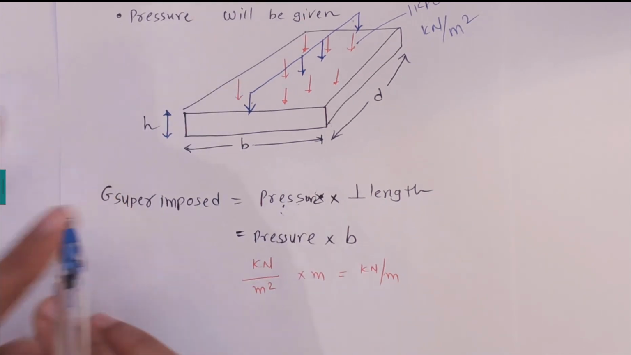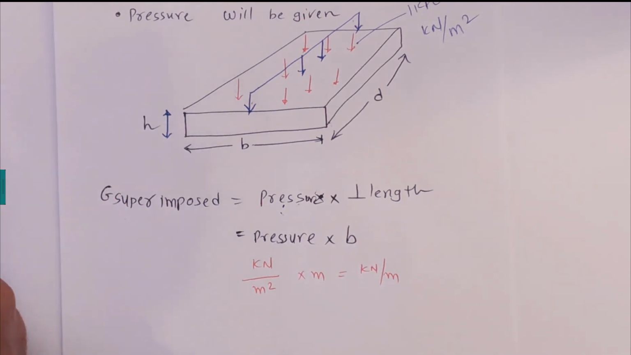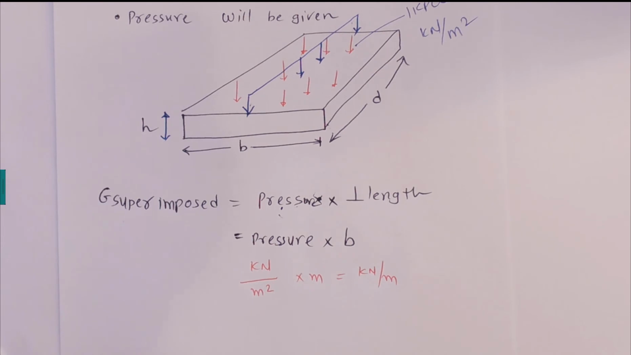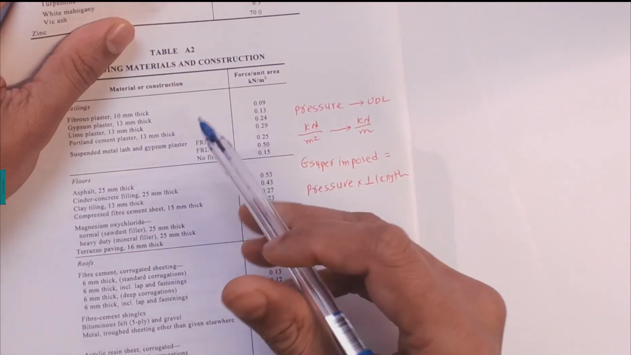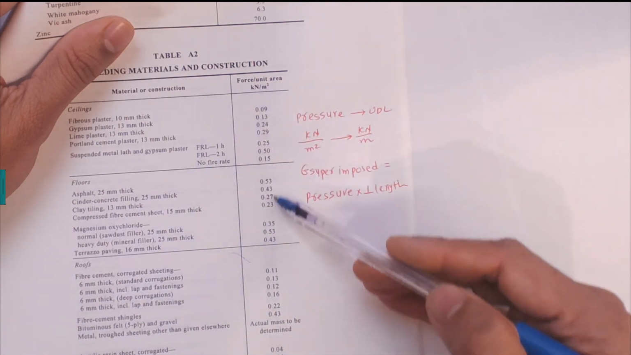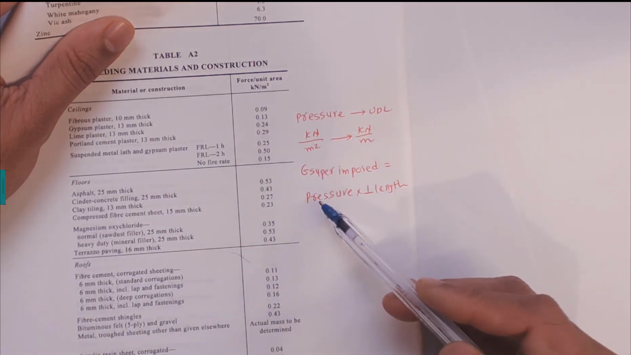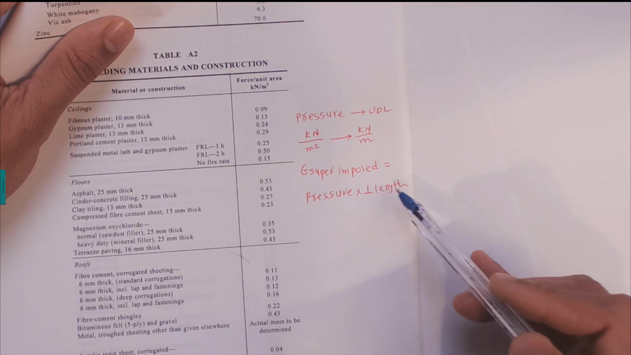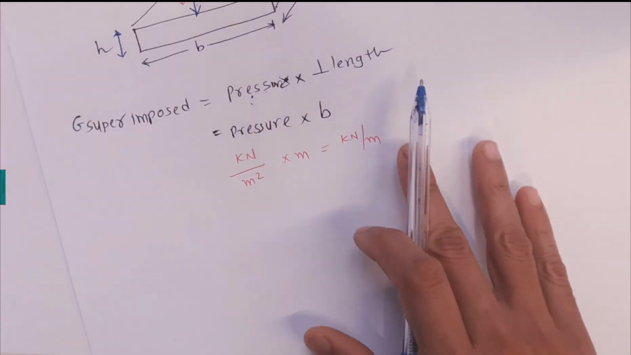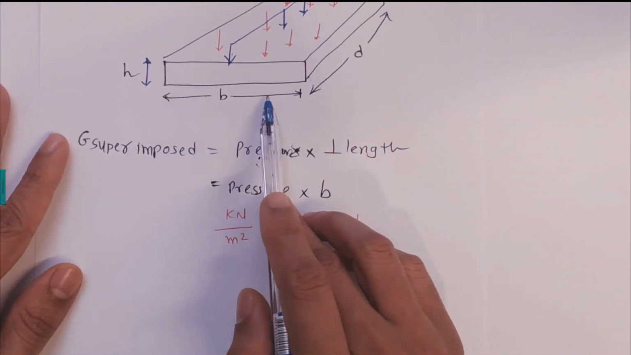And this pressure we can find from the Australian standard, in Table A2 on page number 21 or page number 20. Pressure is given in Table A2 in kilonewton per meter squared, so you can convert it by pressure times the perpendicular length that I explained here, that's the perpendicular length.